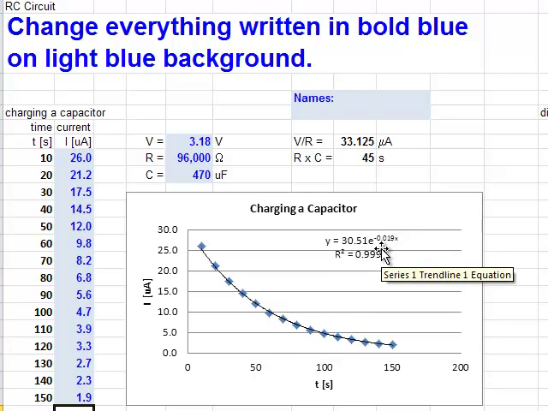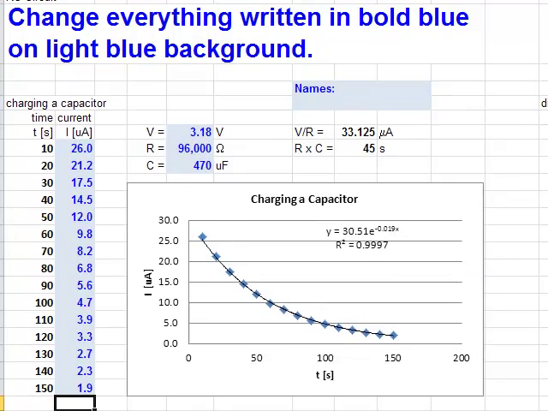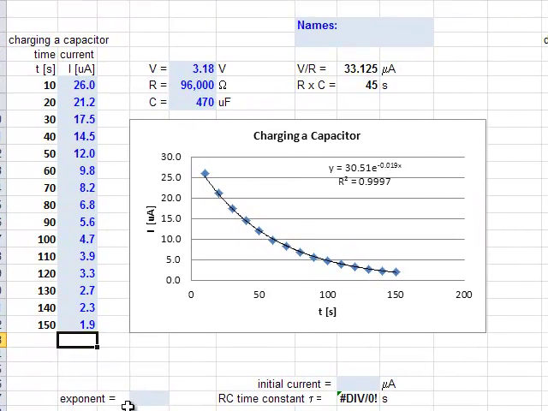What's important is the exponent here, the 0.019, and that's what I'm going to plug in here, 0.019, and that gives me the 53 seconds here. That's the time constant compared to the 45 seconds here, and that's also about, well, almost 20% off.